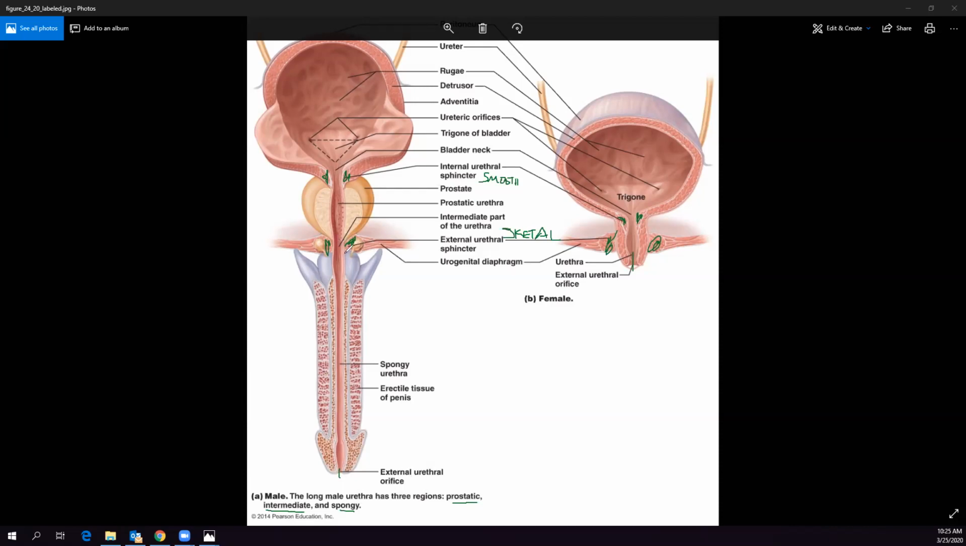Okay, so that's all of the macroscopic or gross anatomy of the urinary system. Now we're going to take a look at the parts of the nephron, and then we'll be done for today.